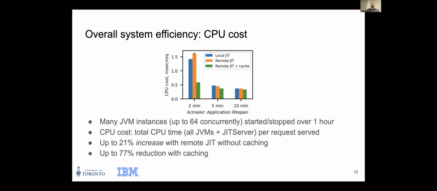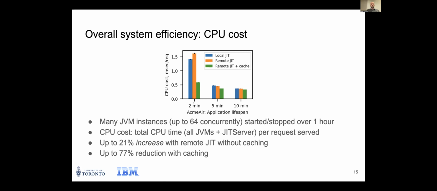Those were for a single application instance. In the next set of experiments, we measure overall CPU usage, which is the main target of caching. We run up to 64 JVM instances concurrently, started at short intervals of a few seconds, and they run for a fixed duration between 2 minutes and 10 minutes, over a period of 1 hour. So we're simulating a cloud deployment, where things are deployed, started on demand and shut down. The CPU cost is the total amount of CPU time used by all the JVMs and the JITServer per amount of useful work done, which is requests served by the web application.